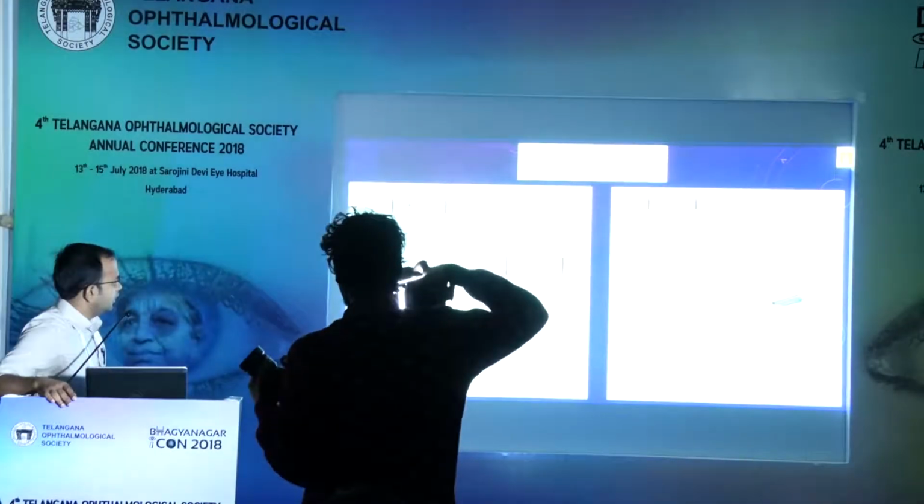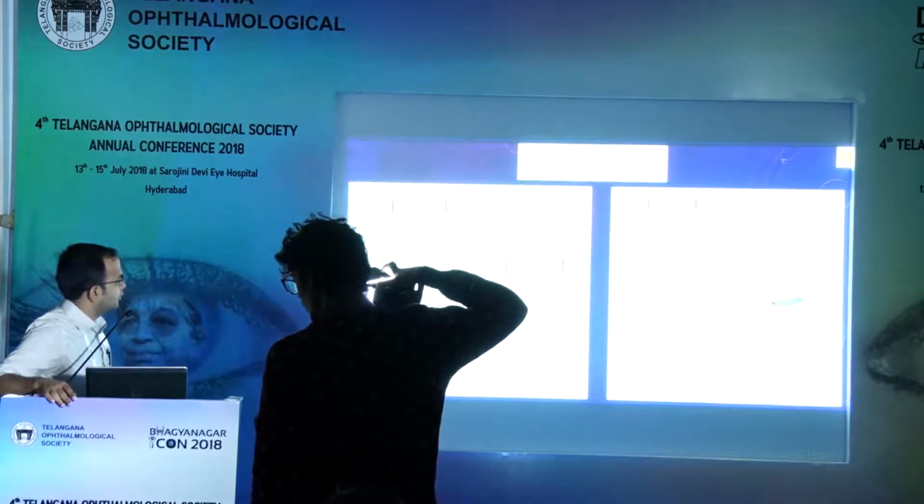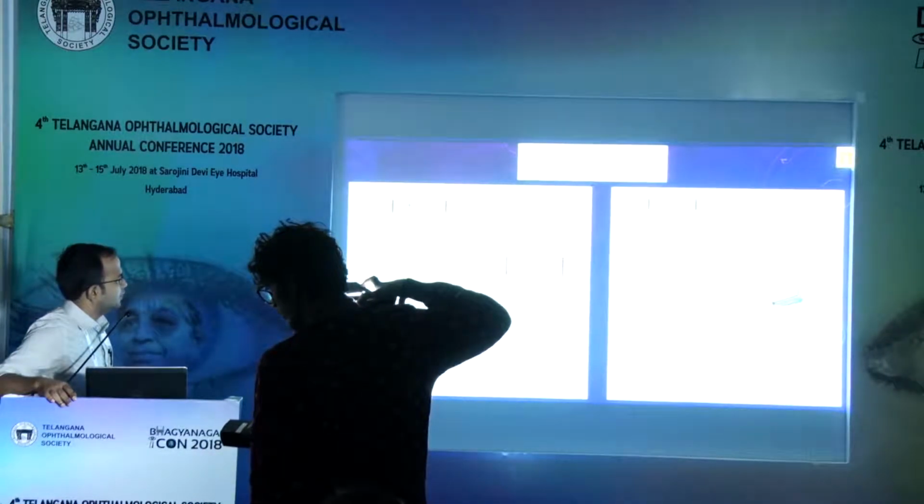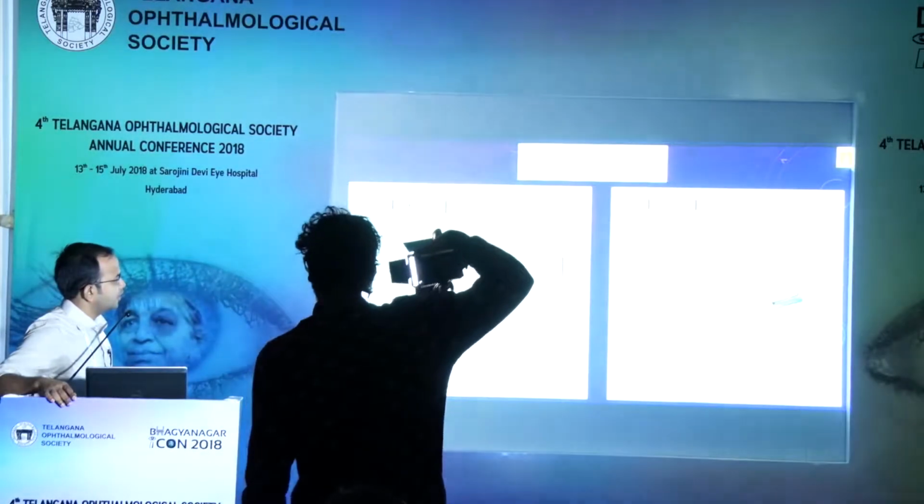So 8 millimeters of the donor tissue is taken, and the peripheral flange is around 10 millimeters, and the peripheral flange is tucked into the corneal pocket and it is sutured.